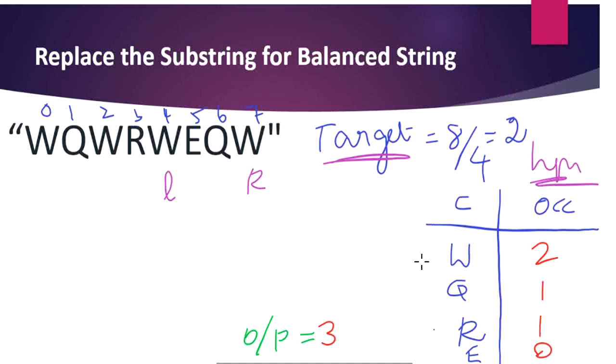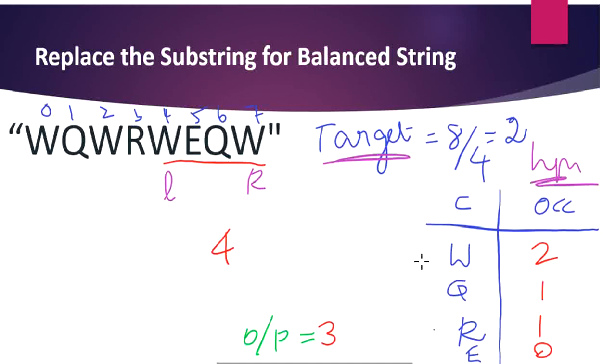and now let's check whether replacing the substring WEQW will make the string balanced. Yes, it will make it balanced. So we found a new substring of length 4. Since the output is 3, we don't update to 4. Let the output be 3 now.